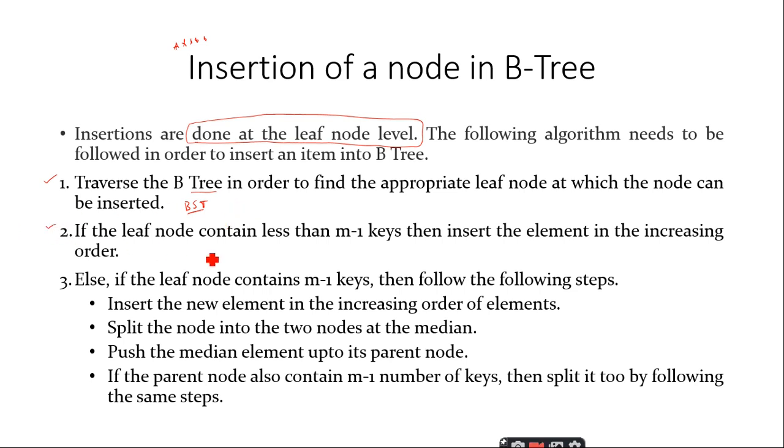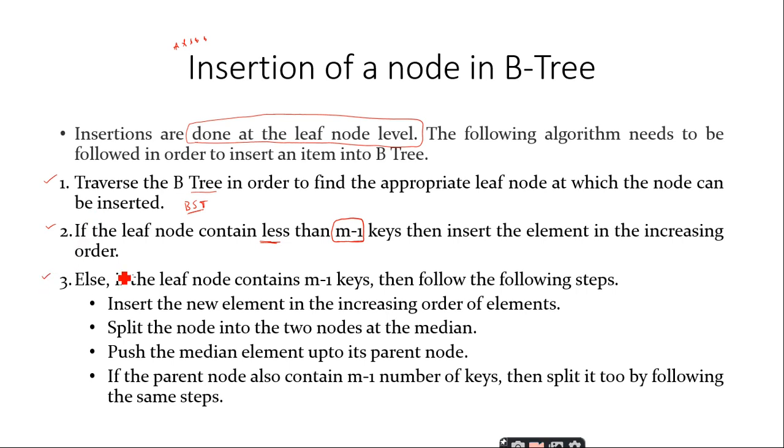And the second step is if the leaf node contains less than m minus 1 keys. What is this m minus 1? Is it maximum or minimum keys? Maximum, sir. It is maximum, right? So if the leaf node contains less than the maximum keys, can we insert it? Yes, sir. Right. So m minus 1 is the maximum number of keys it will allow. More than m minus 1 it will not allow to be inserted, right? So if the leaf node contains less than the maximum number of keys, you simply insert it in that particular node in ascending order, that's it.